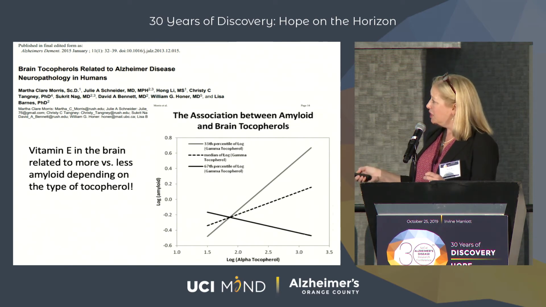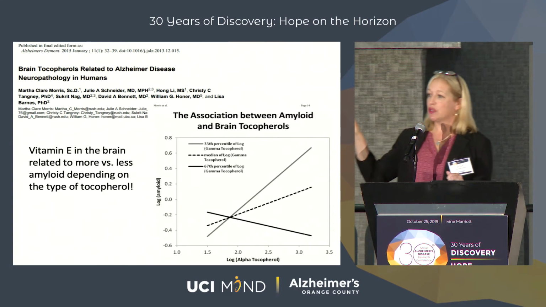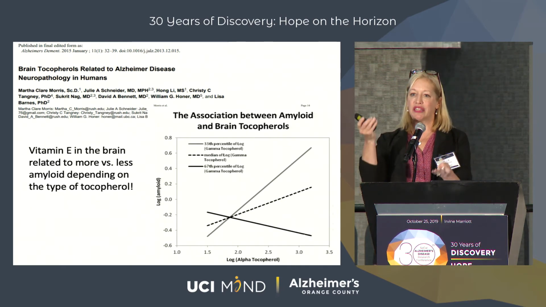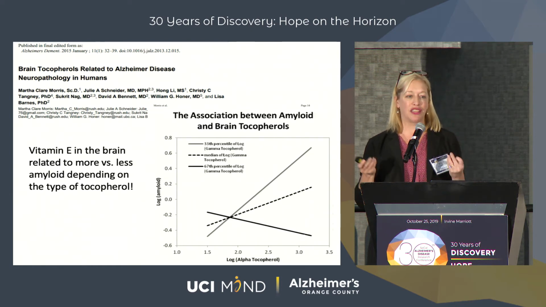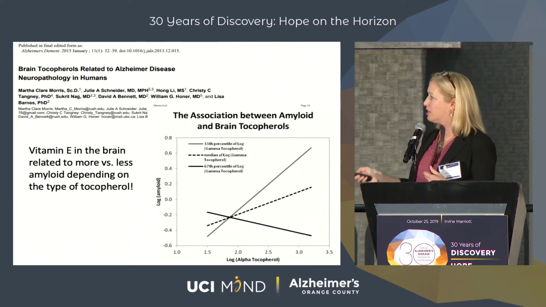And interestingly here, don't go out and just go buy alpha tocopherol. This was gamma tocopherol, which is different than alpha tocopherol, and it's very likely that the balance between the two is quite important. So I think we really need to understand more about how these things are interacting in the brain.